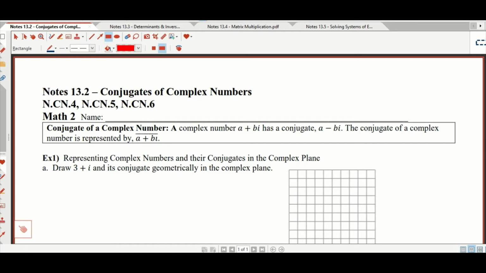This is Mr. P here, talking to you about Section 13.2, conjugates of complex numbers.